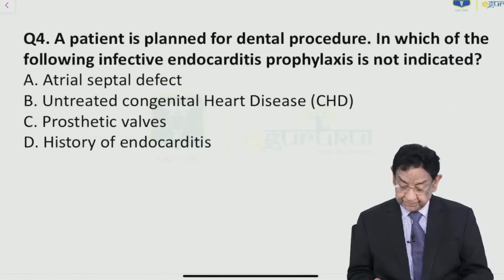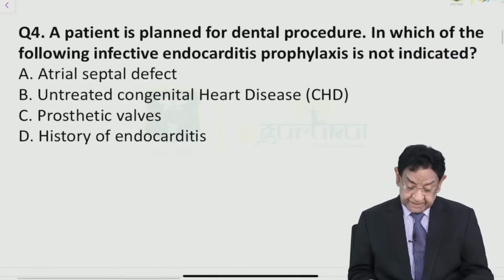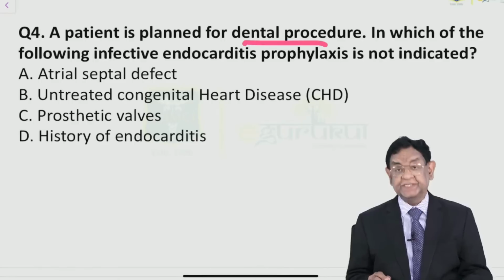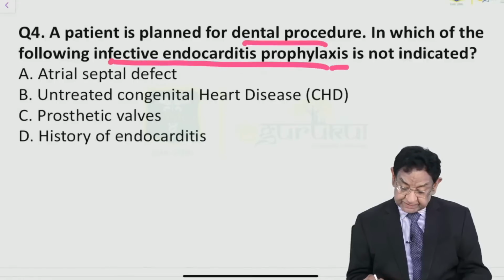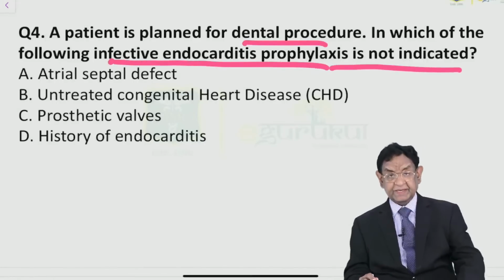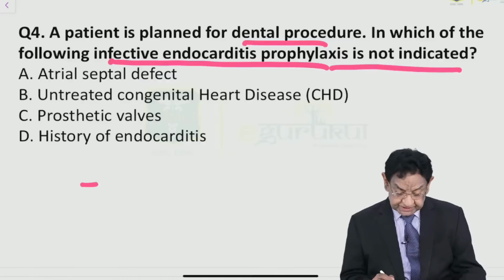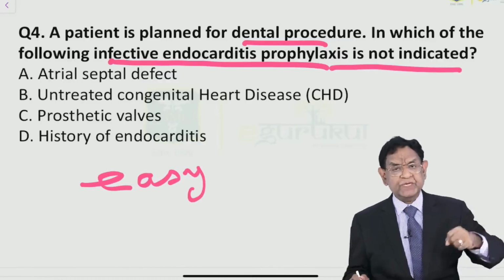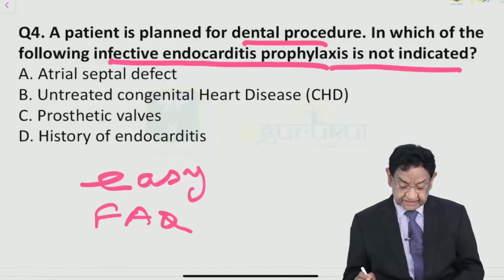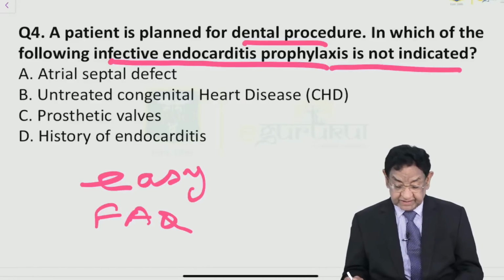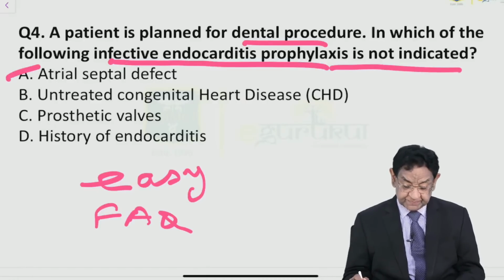Question number 4. A patient is planned for a dental procedure. In which of the following is infective endocarditis prophylaxis not indicated? This is a very easy question, but somehow it comes in all the exams. It's easy but very frequently asked. Well, the right answer is ASD.